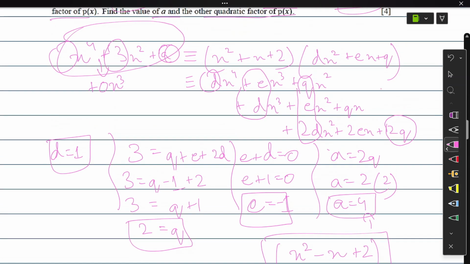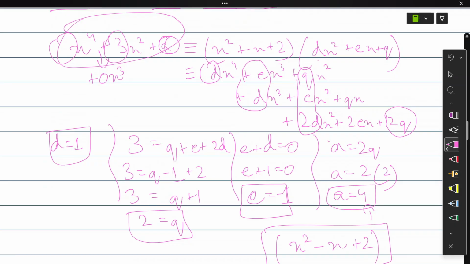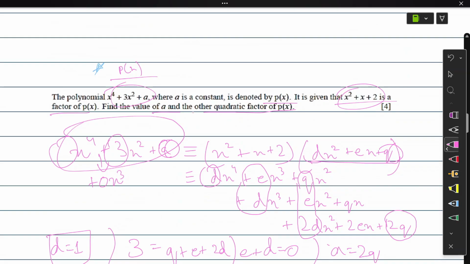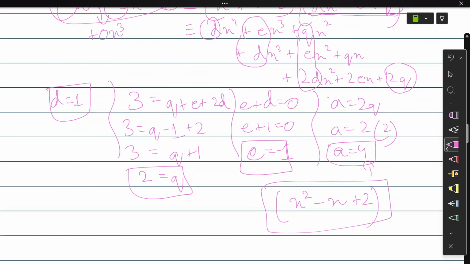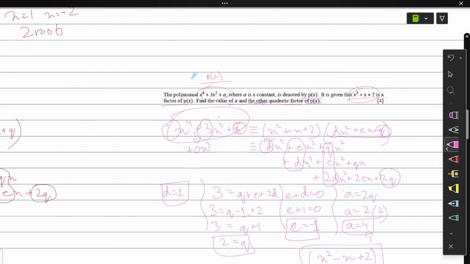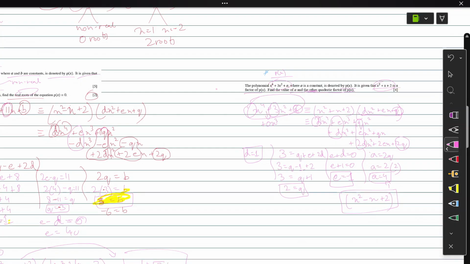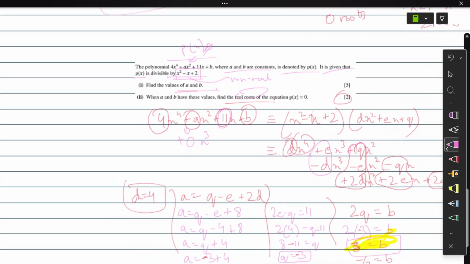Now, I just simplified that. I have all my variables of the quadratic factor. D equals 1, e equals minus 1, so x square minus x plus, and q is 2, so plus 2. So that is the other quadratic factor, right? This is the other quadratic factor as well. So please be mindful of that. Do not waste your time or make the mistake we made in this question.